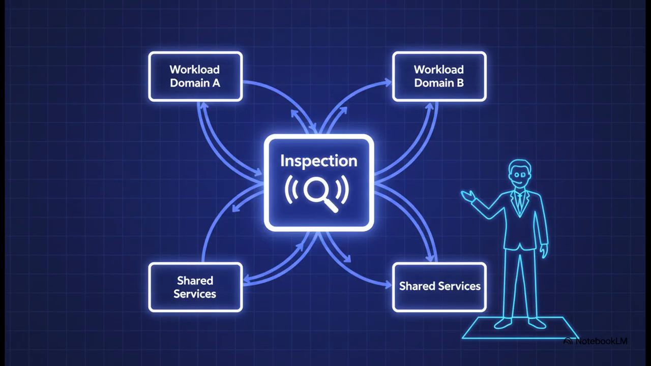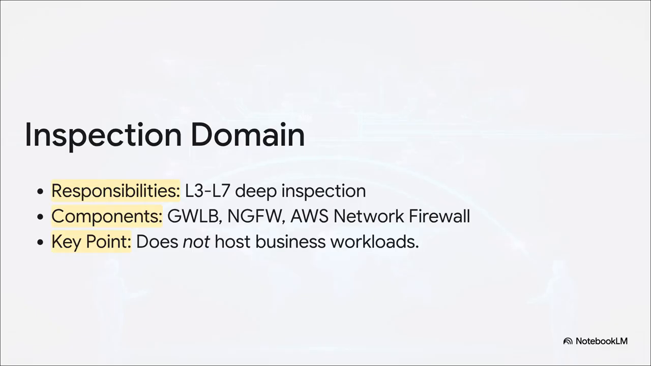Let's move on to the next one, the inspection domain. I want you to think of this as your central security checkpoint for all traffic that's moving between the different parts of your network. Its job is deep packet inspection. It's looking at traffic all the way from the network layer up to the application layer, using what we call next-generation firewalls to enforce security policy.